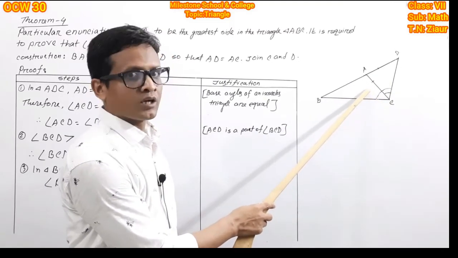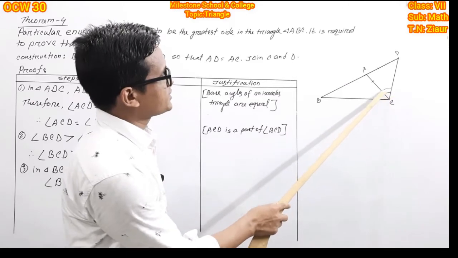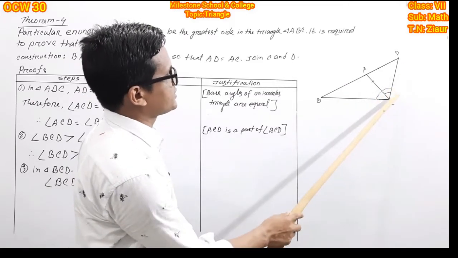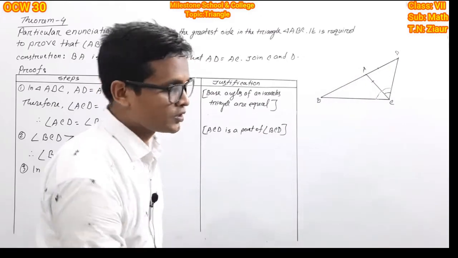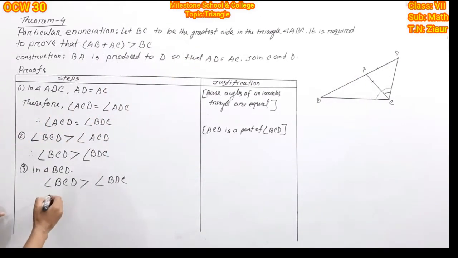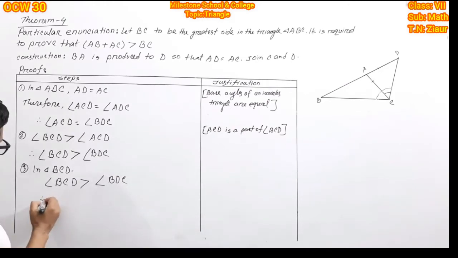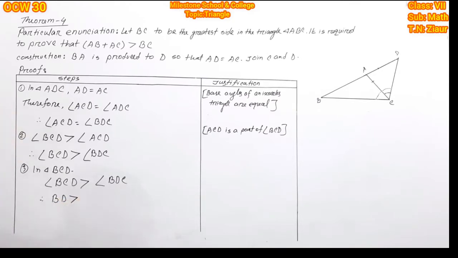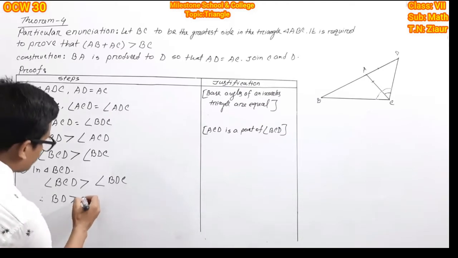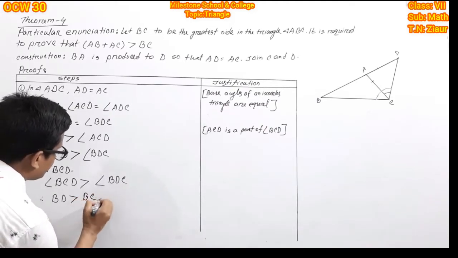This is theorem number 3, right? This angle BCD is greater, so the opposite side will be greater. So we can write here, therefore BD is greater than BC. BD is greater than BC.